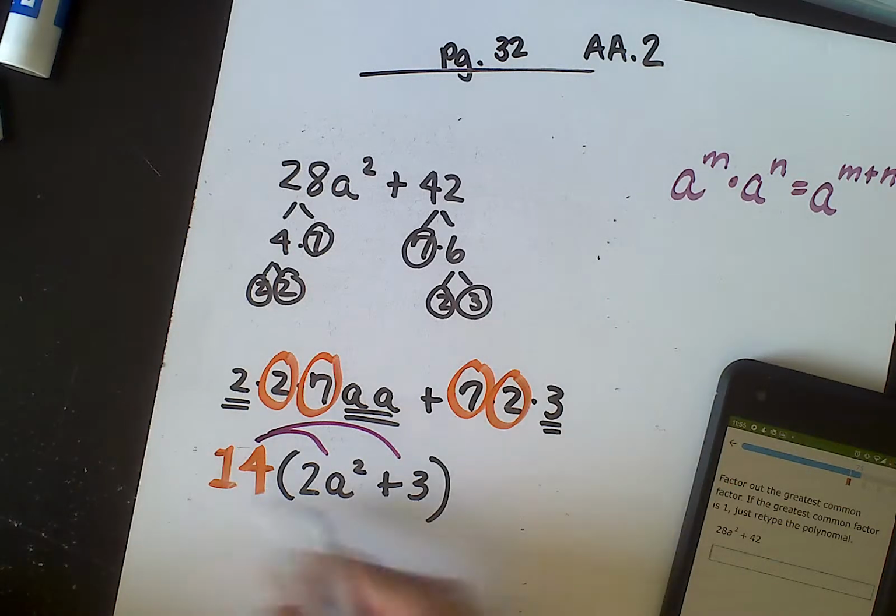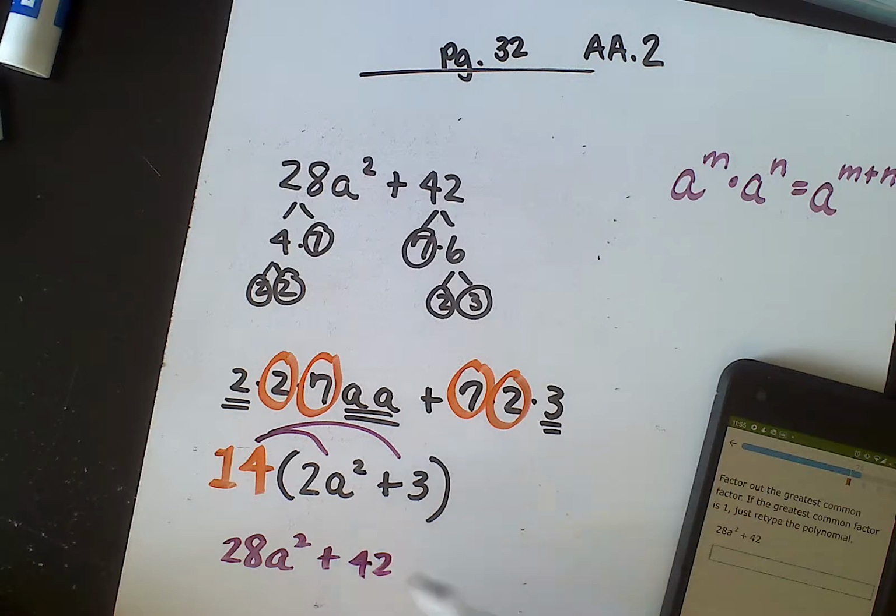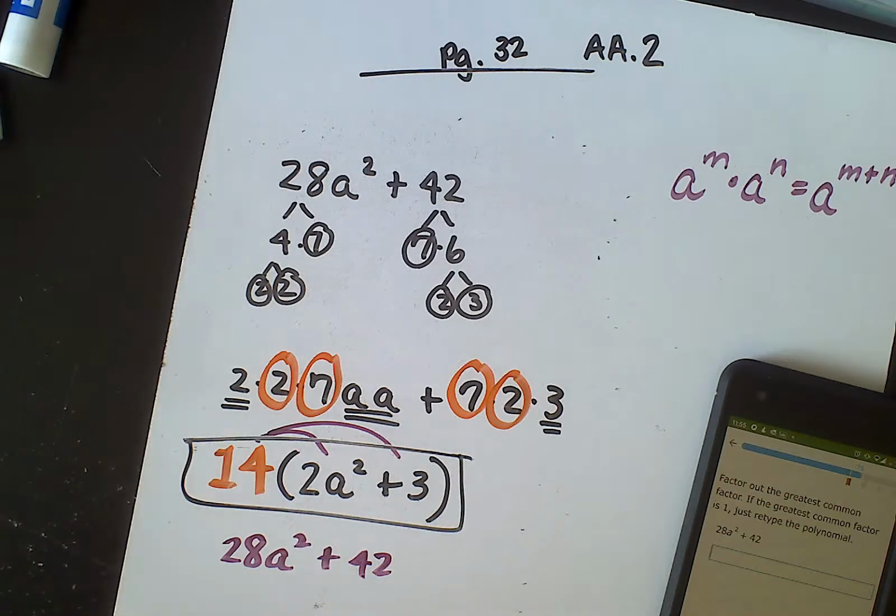Multiply, so that would give me 28a squared plus 14 times 3, well, according to that, is 42. Or you can use your page 4 multiplication table. So that would be my answer. 14 times 2a squared plus 3.